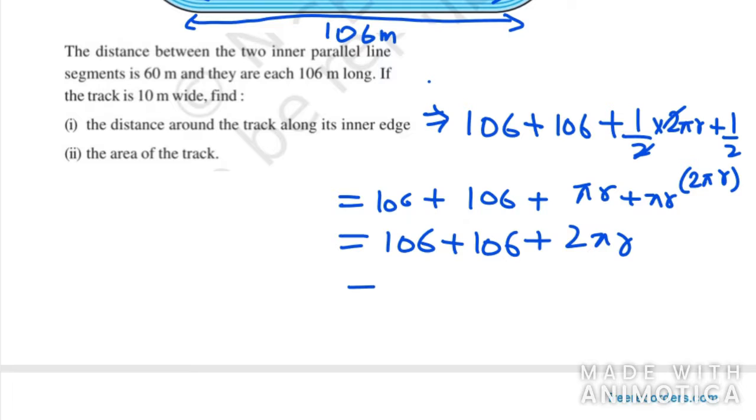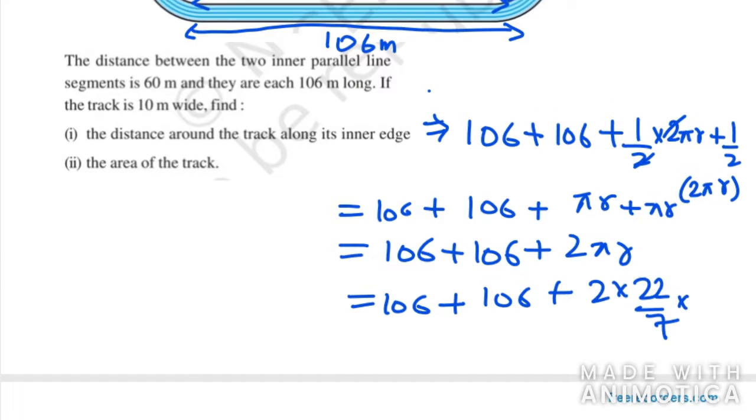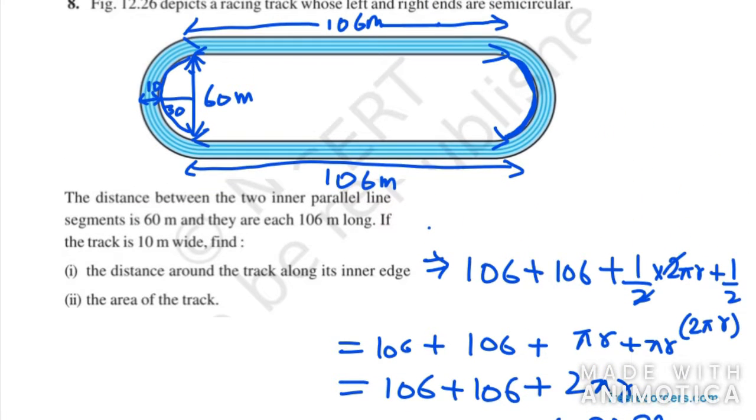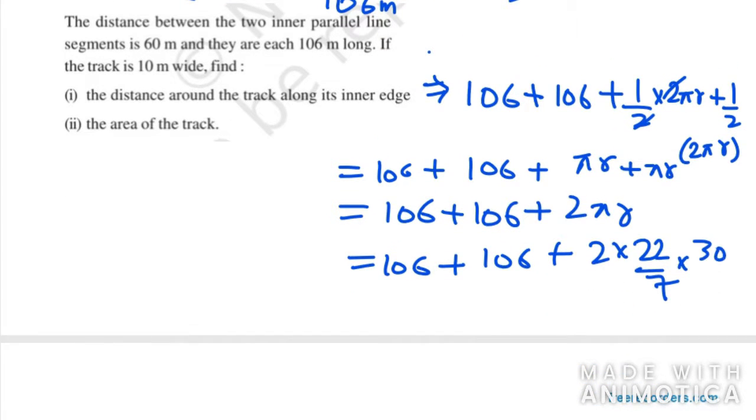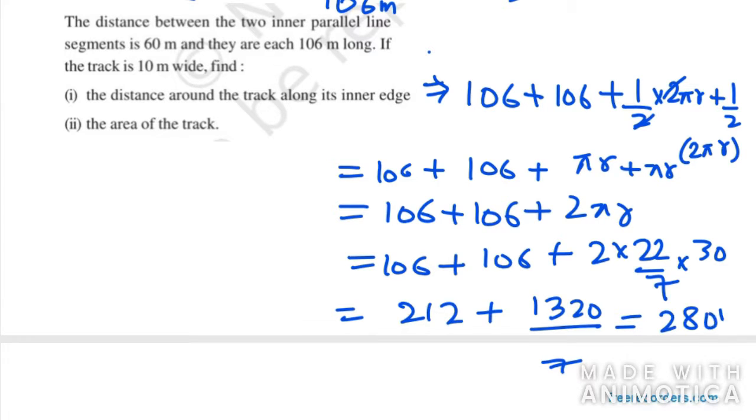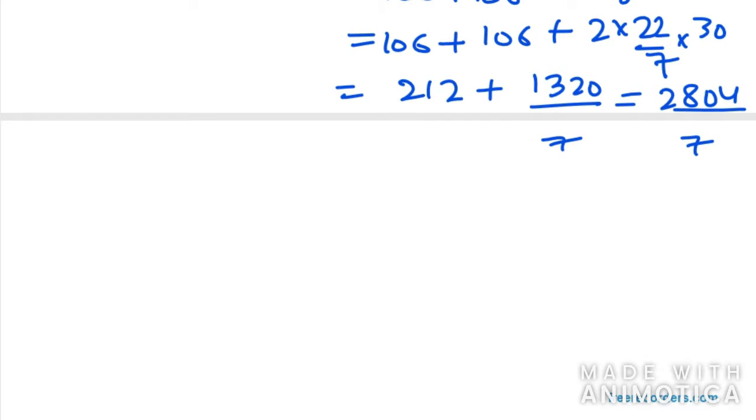So 106 plus 106, 2 is there, 22 over 7. The r value in this case is given to us as 30. So I will be considering r in this case as 30. So 212 plus 1320 over 7 equals, by taking LCM, you will get your answer as 2804 over 7 centimeter. Now we need to find the area of the track.